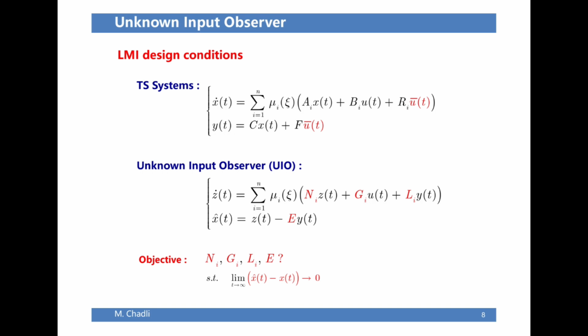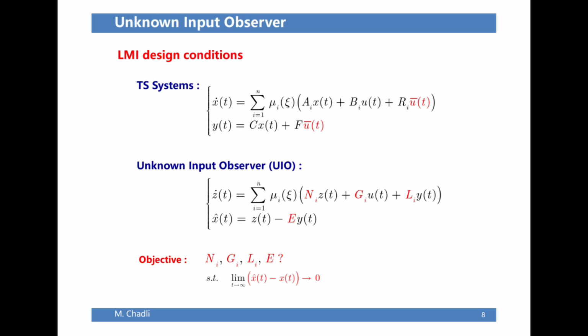So the objective is how to design an observer allowing us to estimate the state of the nonlinear system in this formulation, despite the presence of the unknown input. And this observer is called an unknown input observer. It is extensively used for diagnosis strategy, because this type of observer can estimate the state, and with another structure, we can also estimate the fault U bar. We can estimate both the state and the input simultaneously, which can be, for example, the actuator fault or the sensor fault.